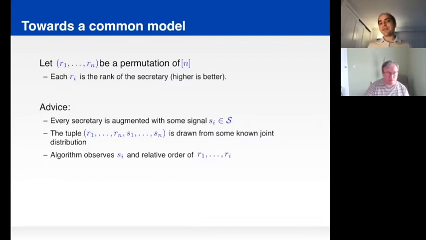And now, given that you know the joint distribution that these were drawn from, and you know the signal that you're seeing right now and the relative order, how well can you do? And what is the strategy that you should employ?